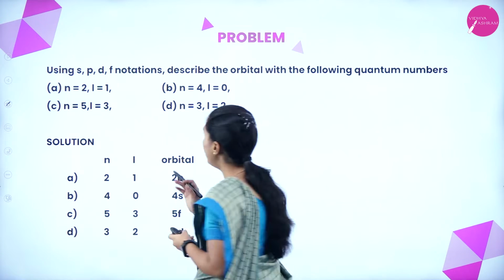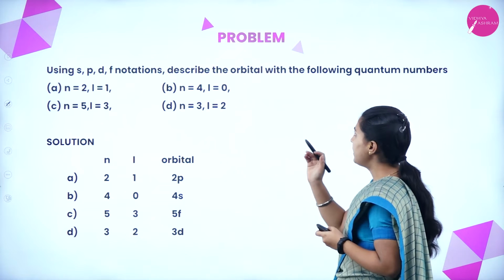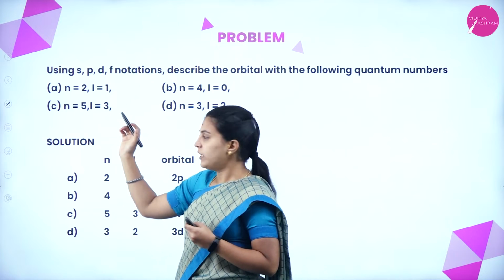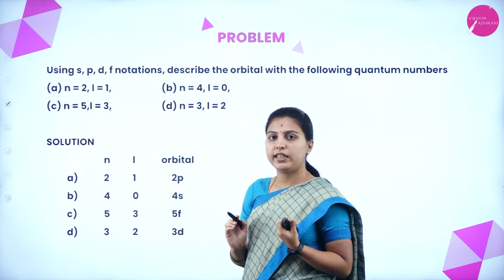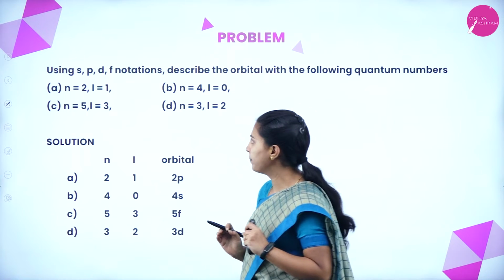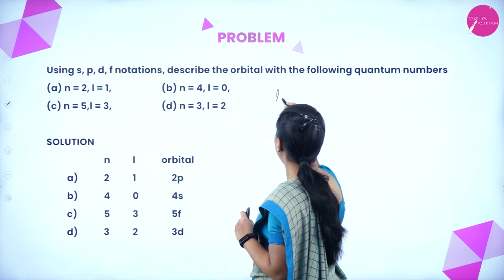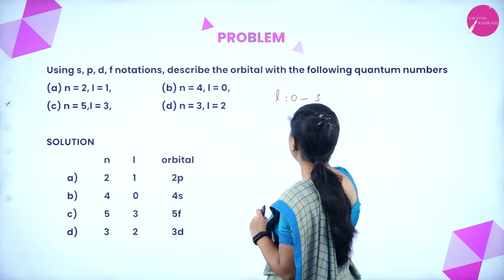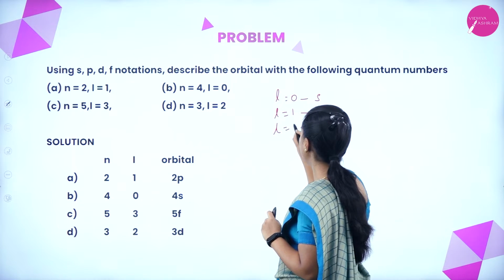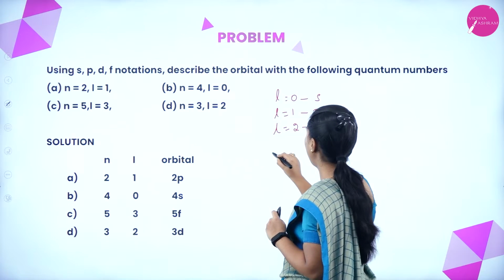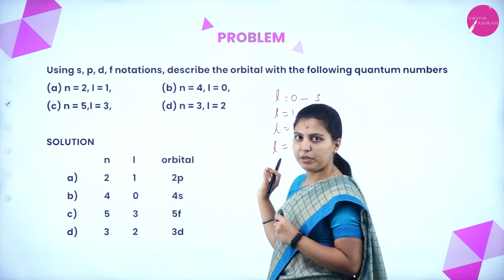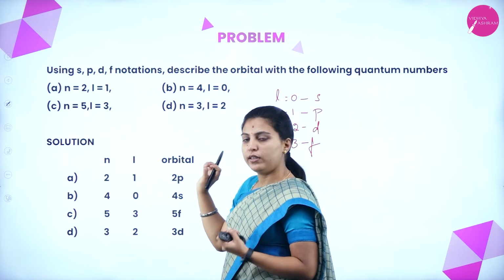Next problem. Using spdf notation, describe the orbital with the following quantum numbers. See, using the spdf notation, we have to write down which orbital it belongs to. We know that l equals 0 means s orbital, l equals 1 means p orbital, l equals 2 means d orbital, l equals 3 means f orbital. This is our basic information. This we have to apply to this problem.